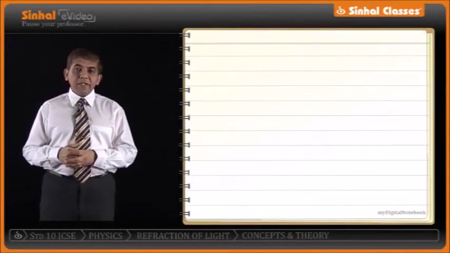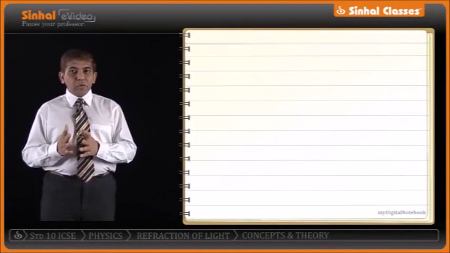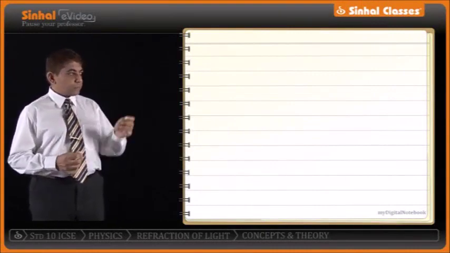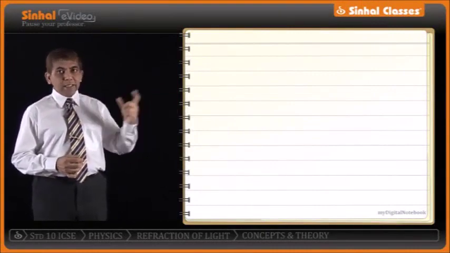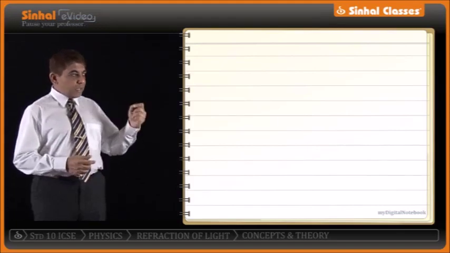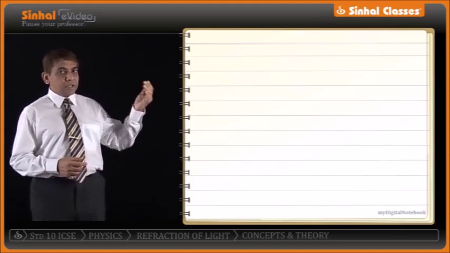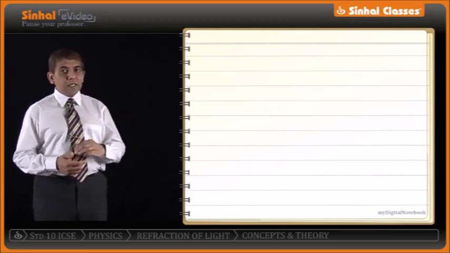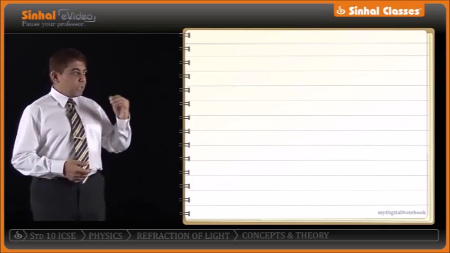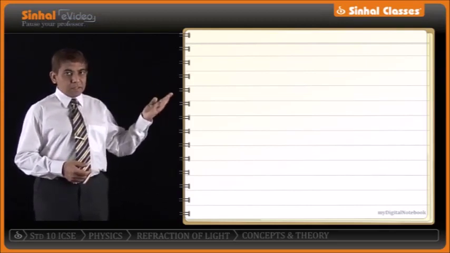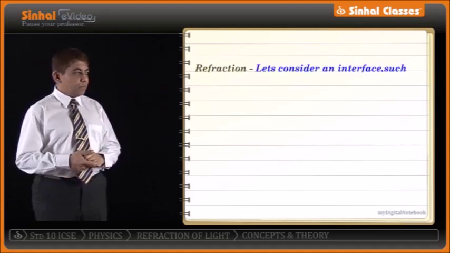Let's consider refraction of light. What do we know about refraction? Let's consider our interface. An interface is nothing but a boundary, that surface that separates two optical media. So that means we are talking about a rarer medium and a denser medium.